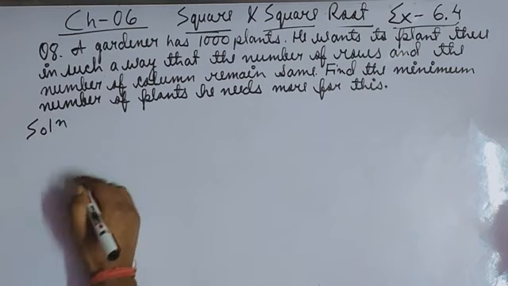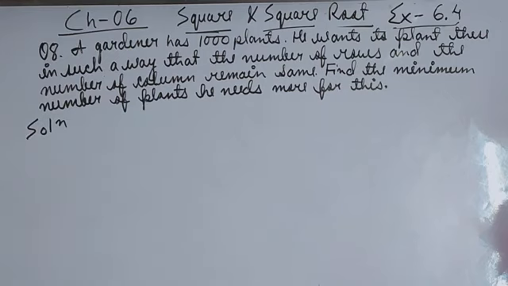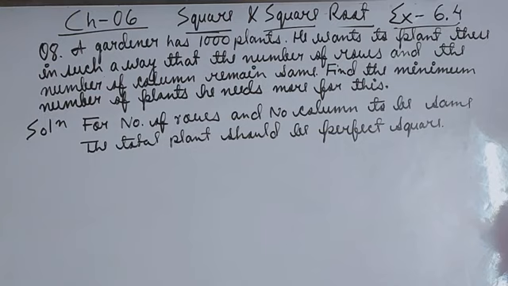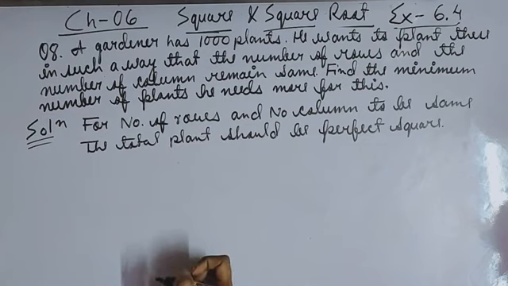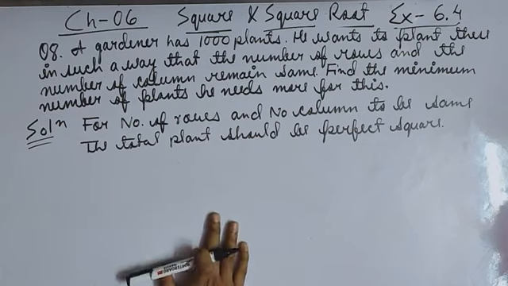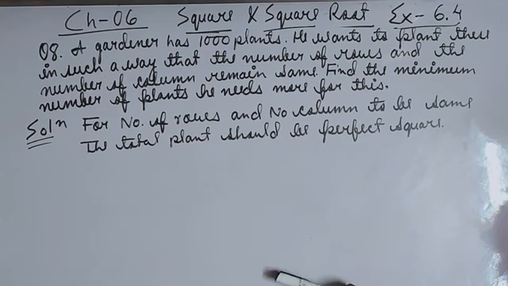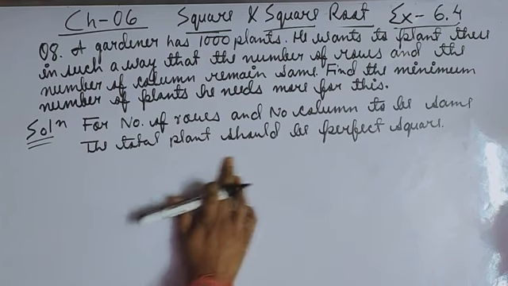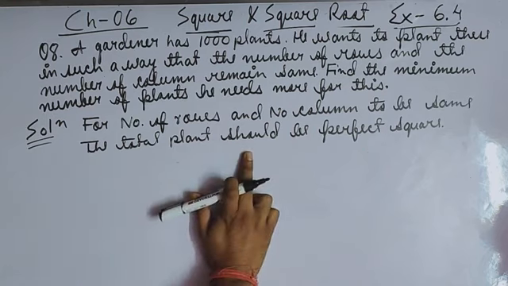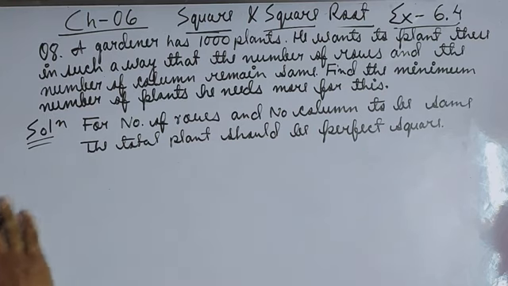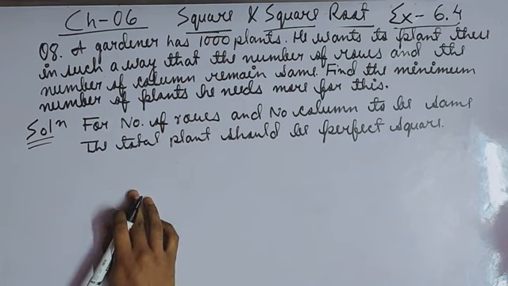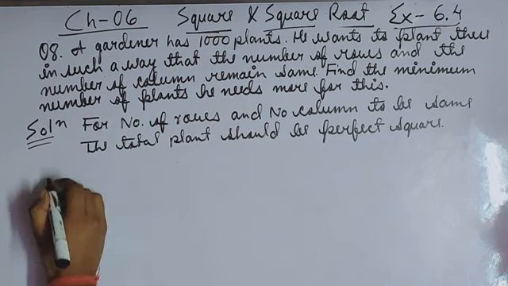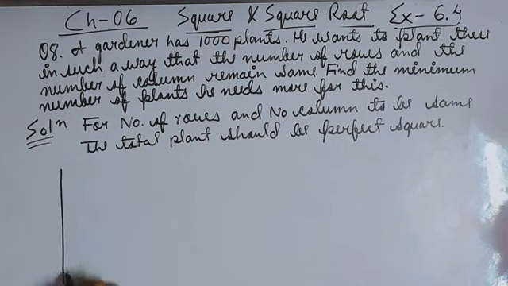We will write it. Now the solution starts like this. For the number of rows and the number of columns of plants in the garden to be the same, the total number of plants should be a perfect square. So the total plants will be a perfect square. We will check whether this 1000, because 1000 is given to you as the total number of plants, is a perfect square or not.